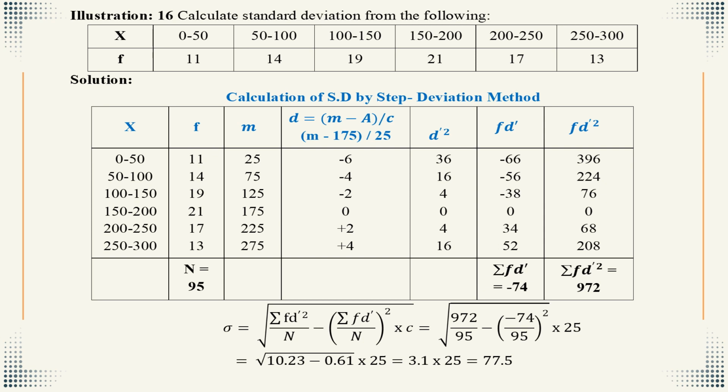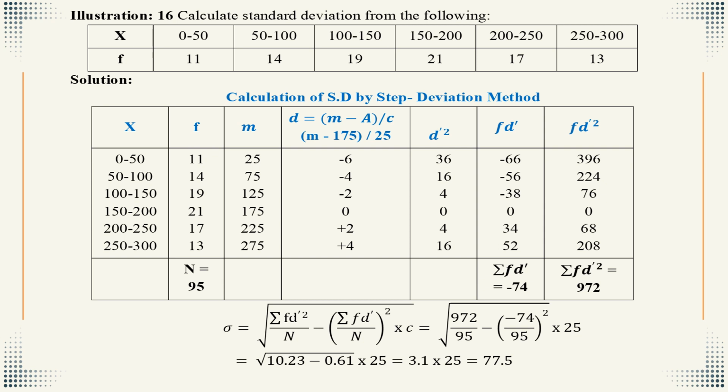Then illustration 16. This illustration has been given to find out how it is calculated through the step deviation method, because the class interval difference is 50. Thereby it is better to apply it by dividing that value by 25, and accordingly it would be calculated. Then 7 columns here. First 2 columns as it is in the problem. In the third column you should find out the mid value.